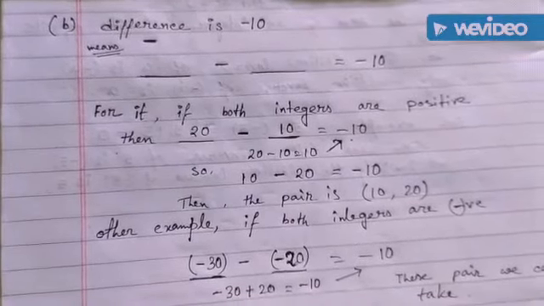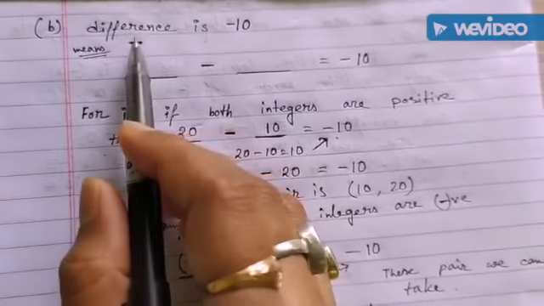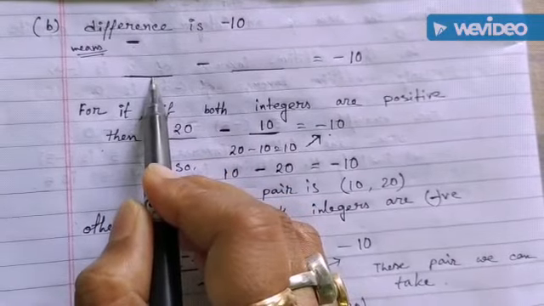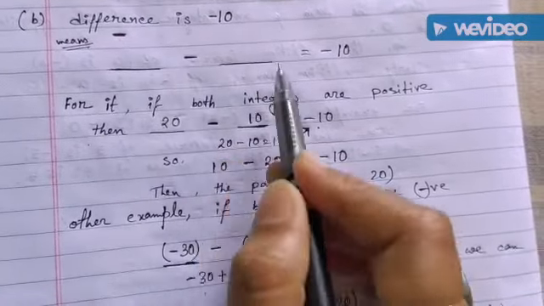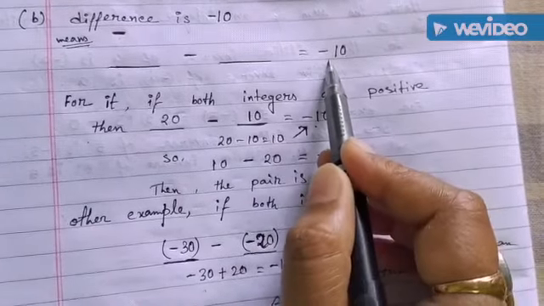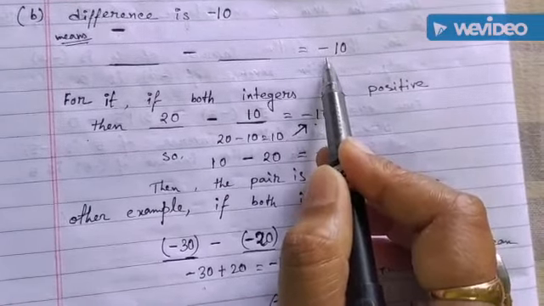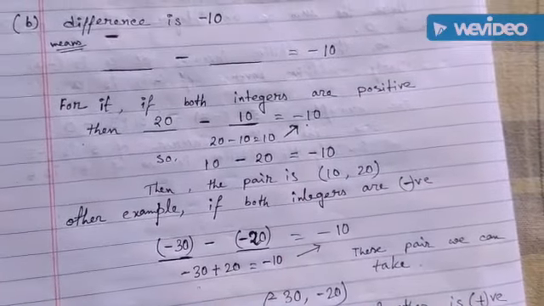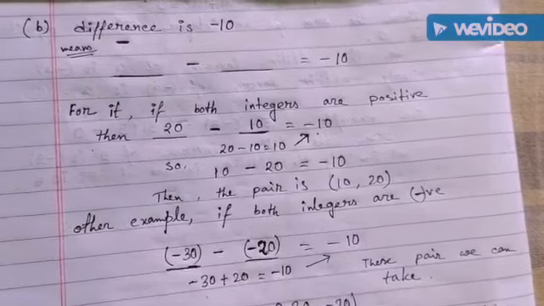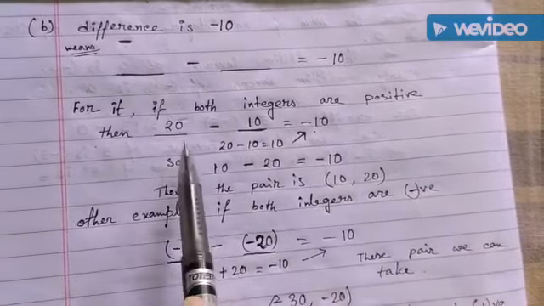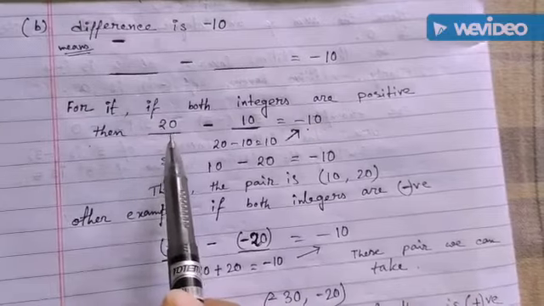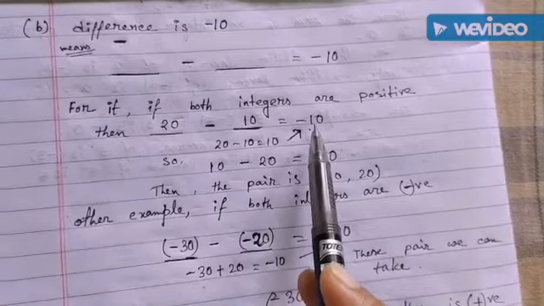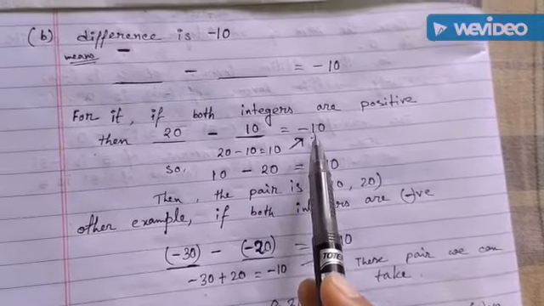Now the next part is, difference is -10. What is the meaning of difference? That is the minus sign. Then I have written this one with blanks: blank minus blank equal to -10. The answer will be -10. Here also in the answer there is a negative sign. If both integers are positive, let's see what that will be. Both integers positive, that means we can take any positive integers. By these positive integers we will get this -10.